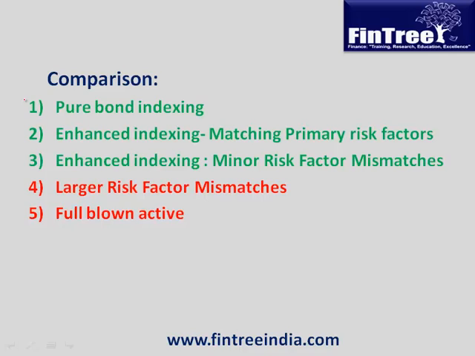Now the ones that you see in green here, these are the passive investment strategies. But within passive, the last one will have the highest amount of tilt, and the first would be exactly similar to what the bond index is. And the last two, which are in red, these are the active management strategies. Now, where did this come from?